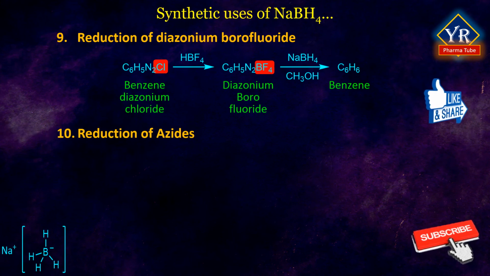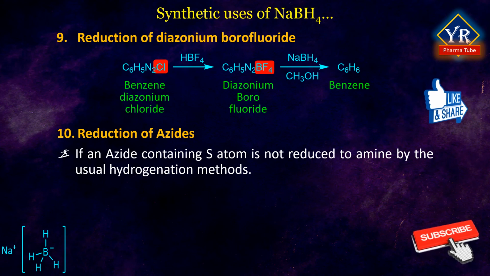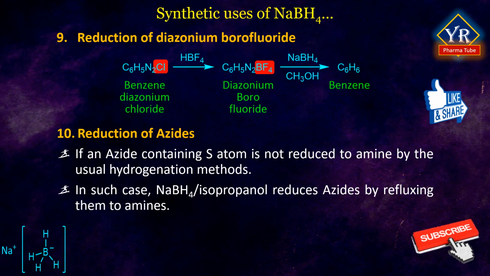Number 10. Reduction of azides. Azide molecules containing sulfur atoms are not reduced to amines by the usual hydrogenation methods. In such cases, sodium borohydride in isopropanol reduces azides by refluxing them to amines.